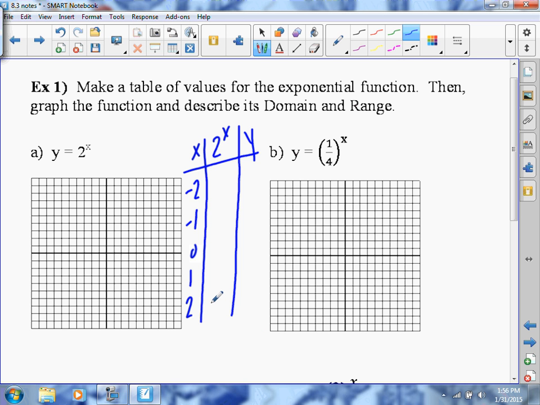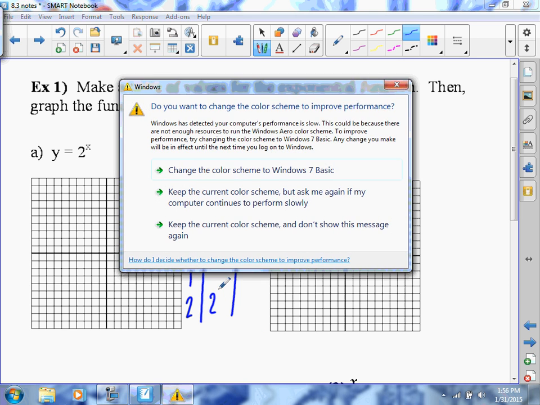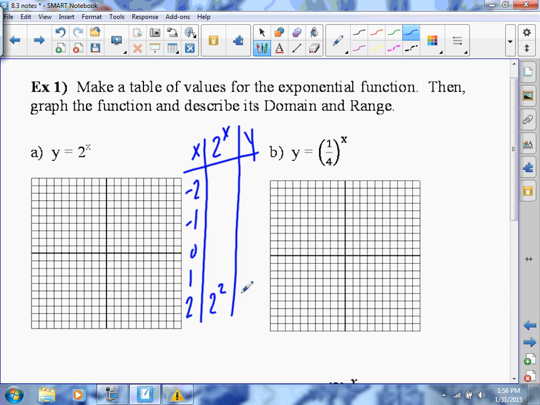I'm going to do 2 to the second, which is 4. And then 2 to the first, which is 2. 2 to the 0. Remember, anything to a power of 0 is 1. And then 2 to the -1. It's like 1 over 2 to the first, or 1/2. And 2 to the -2. That's going to be 1 over 2 squared, which is 1/4.